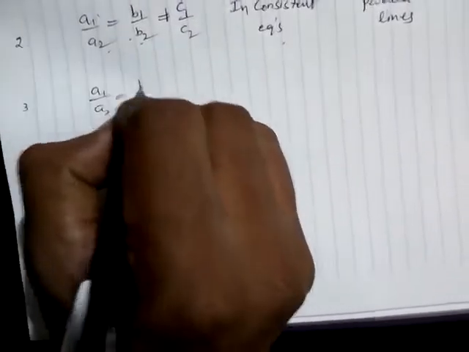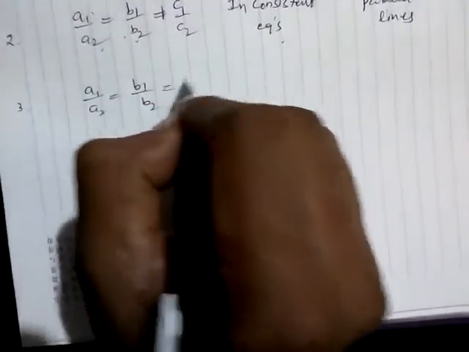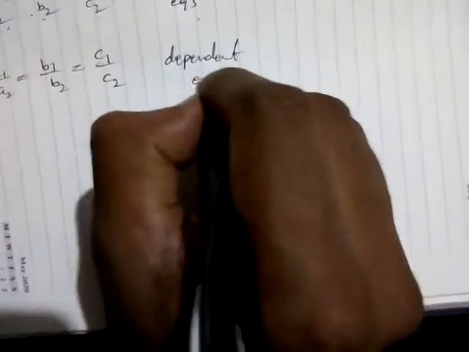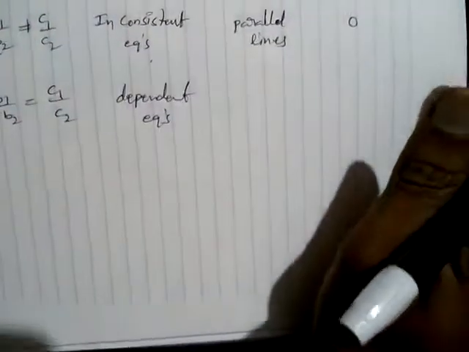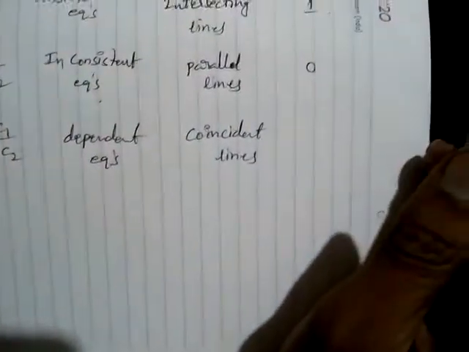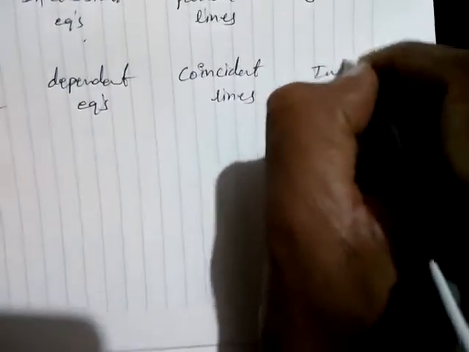Third one, a1 by a2 is equal to b1 by b2 is equal to c1 by c2. Name of the relation, dependent equations. Name of the lines, coincident lines. Number of solutions, infinite.